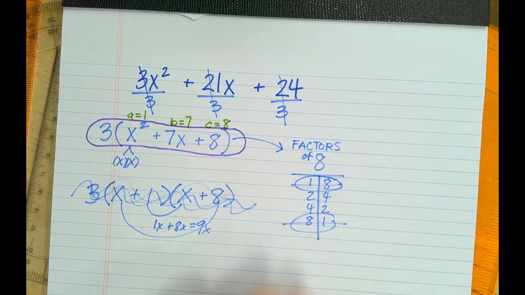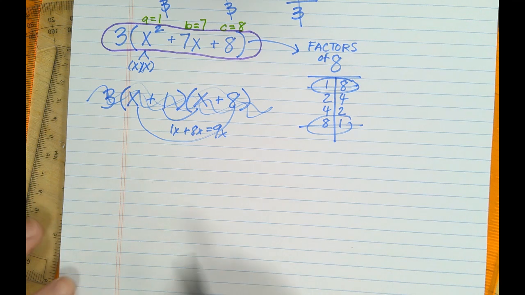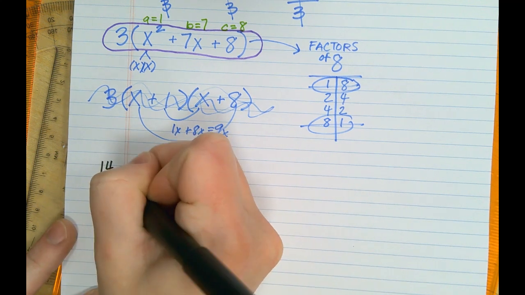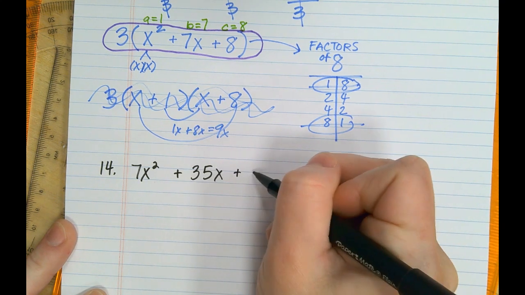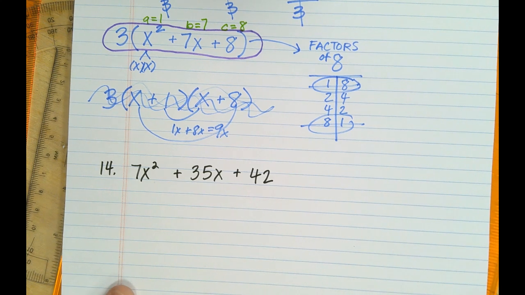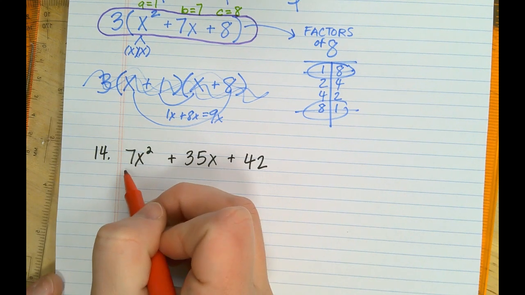I'm not understanding how 14 is saying that it's 14. Let's see. 14, we have 7x squared plus 35x plus 42. What's the first thing we check for? Greatest common factor. Is there a greatest common factor? Yes, 7. So let's divide everything by 7.